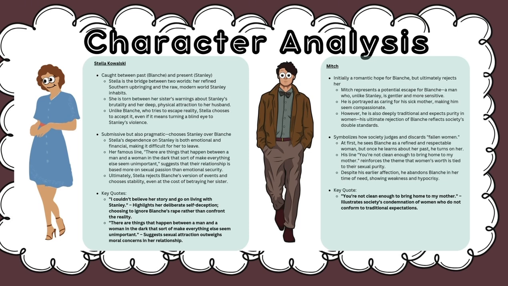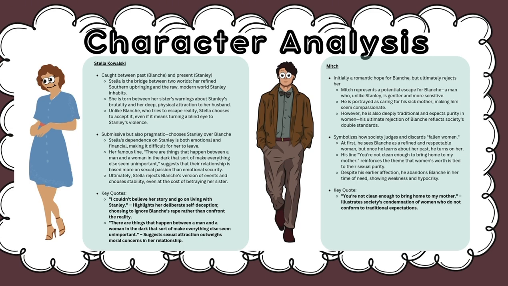Then we have Stella Kowalski. She's caught between the past, which is Blanche, and the present, which is Stanley. She's the bridge between two worlds, her refined southern upbringing and the raw modern world Stanley inhabits. She is torn between her sister's warnings about Stanley's brutality and her deep physical attraction to her husband. Unlike Blanche, who tries to escape reality, Stella chooses to accept it, even if it means turning a blind eye to Stanley's violence. She's submissive, but also pragmatic.